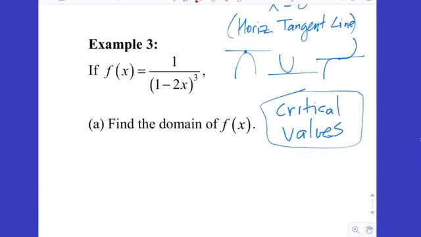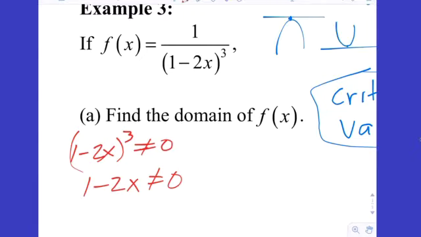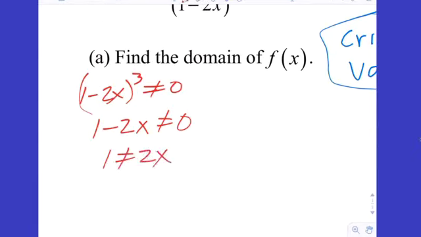Zeros on the denominator. We got that risk here, so we got to look out for that. What? Yeah, no negative logs or 0 for logs, right? Just positive numbers behind logs, and very good. And we have no radicals here or fractional exponents. So the only thing we need to avoid here is division by 0. So (1 minus 2x) cubed cannot equal 0. If you take the cube root of both sides, 1 minus 2x cannot be 0, and 1 cannot equal 2x, and therefore x cannot equal 1/2.